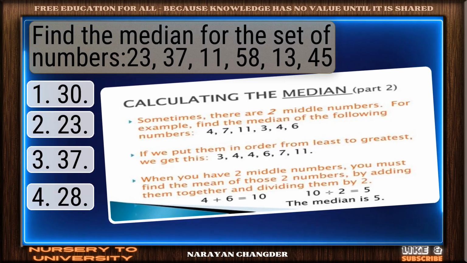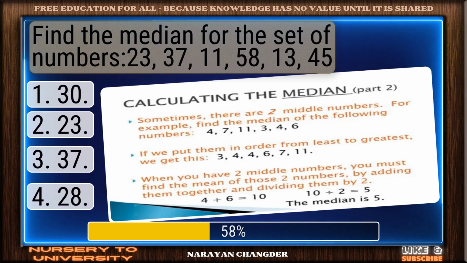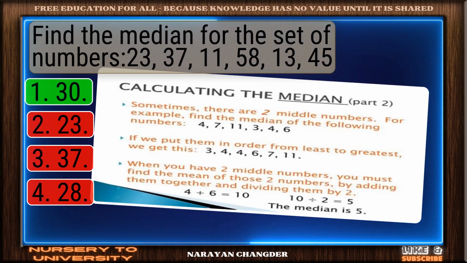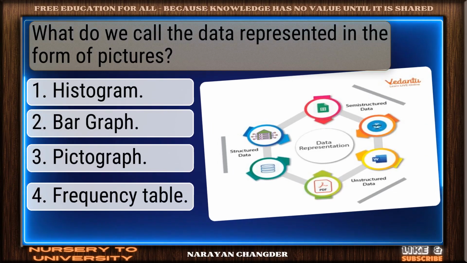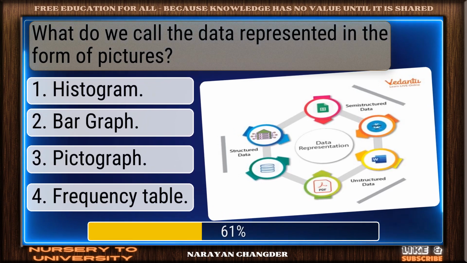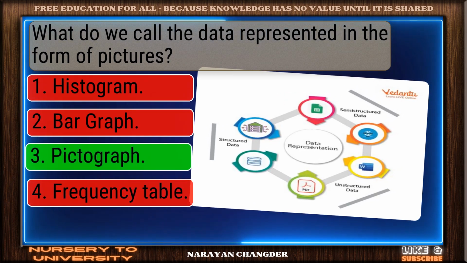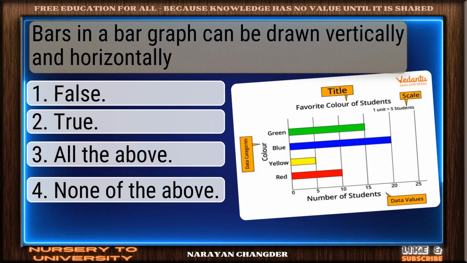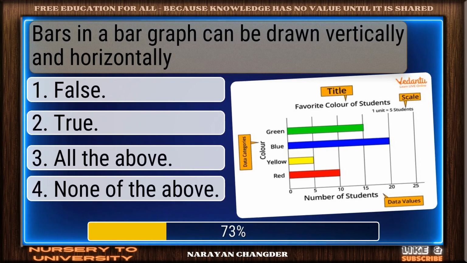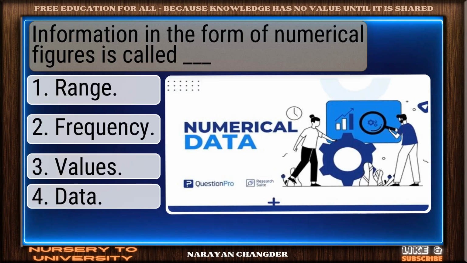Find the median for the set of numbers 23, 37, 11, 58, 13, 4, 5. Well done. 30 is the right choice. What do we call the data represented in the form of pictures? Perfect. Pictograph is the correct choice. Bars in a bar graph can be drawn vertically and horizontally. On track. True is the correct answer.